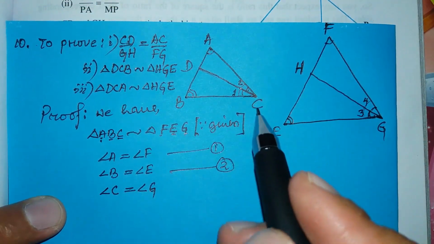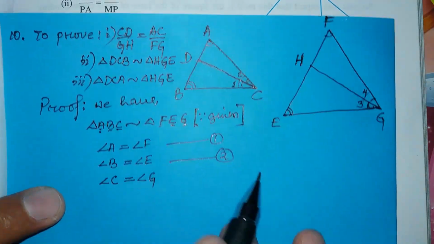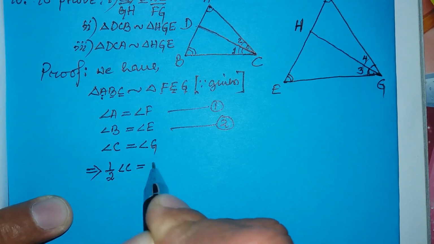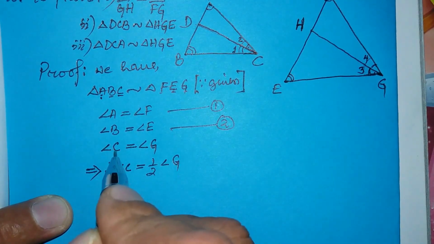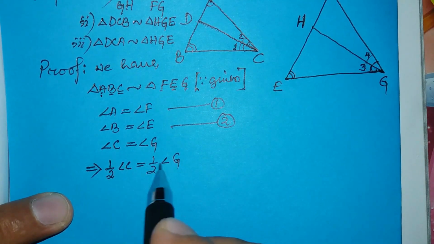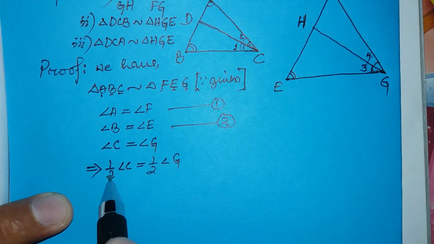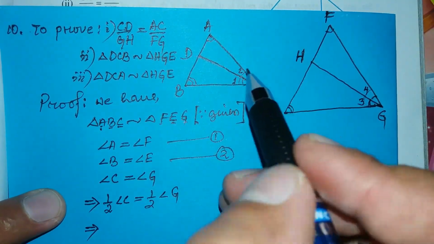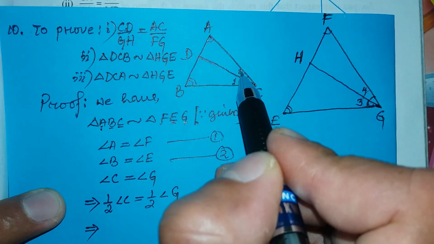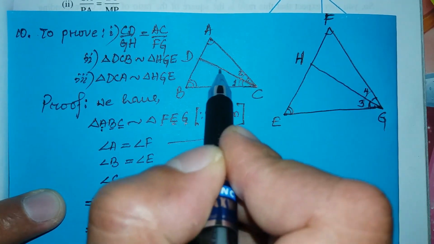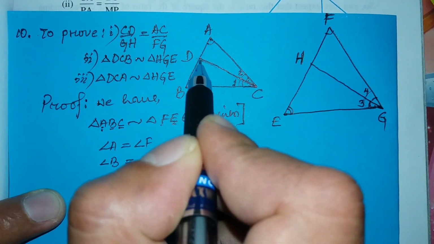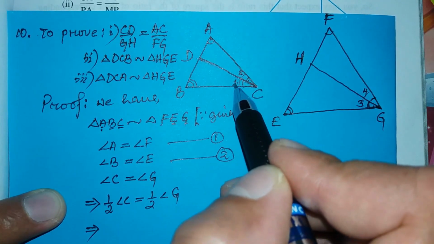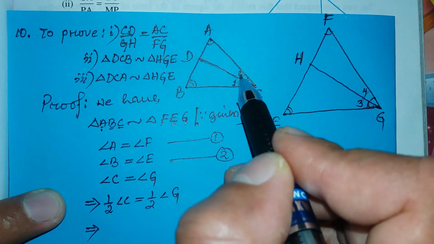But now in the figure we have a bisector here, CD. So here one thing we can do is half of angle C is equal to half of angle G. Now if two quantities are equal, then their halves are also equal. So since angle C is equal to angle G, half of angle C will also be equal to half of angle G. Now this angle 1 is half of this angle C, angle 2 is also half of this angle C, since CD is the bisector, which means CD has divided this angle into two equal parts.